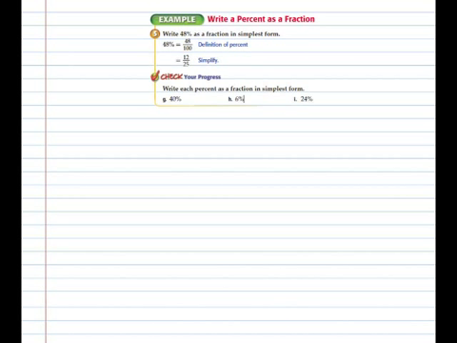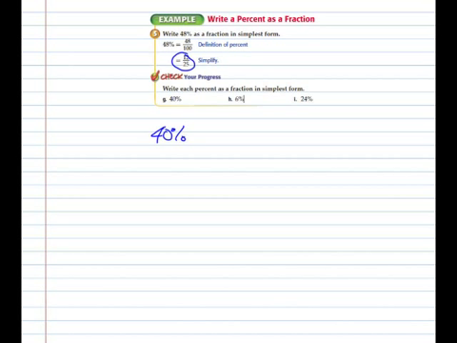48% is a fraction in simplest form. 48% means 48 out of 100. It doesn't show it here, but 48 and 100 both have 4 as a common factor, so they've divided 48 and 100 by 4. The resulting fraction then is 12/25, which is 48 hundredths as a fraction in simplest form.